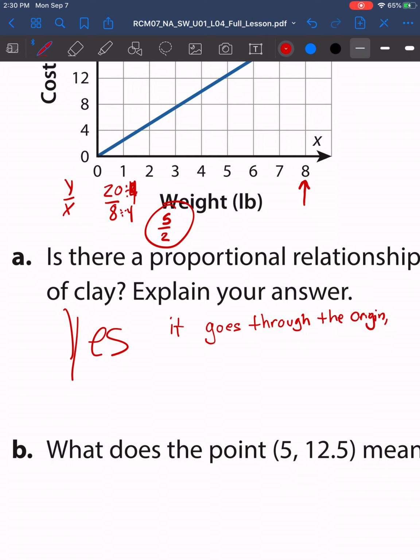It goes through the origin. It is a straight line. And I found the slope. The slope is 5 halves. Ta-da!